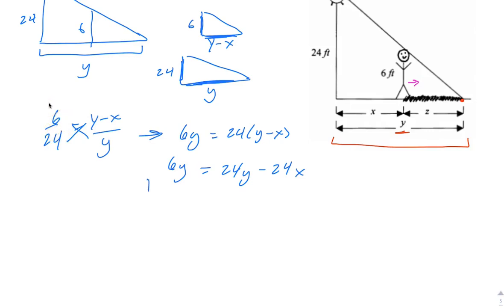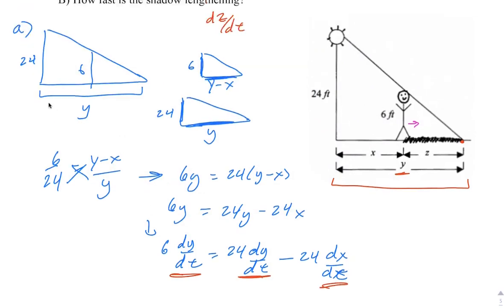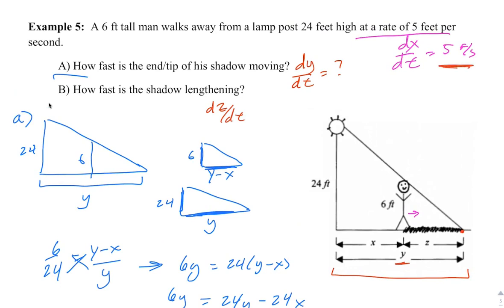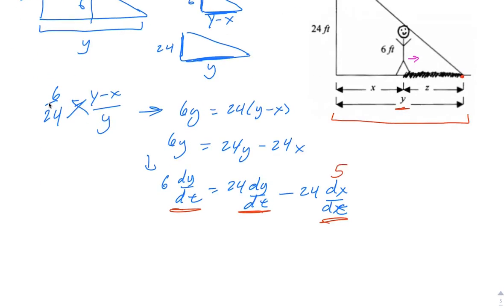Let's take a derivative of this guy with respect to t. So I'm going to get 6 dy/dt equals 24 dy/dt minus 24 dx/dt. And now I can plug in stuff I have, right? I want dy/dt. All I need to plug in is dx/dt, which I do have. It's up here. dx/dt is 5 feet per second. So this is 5.